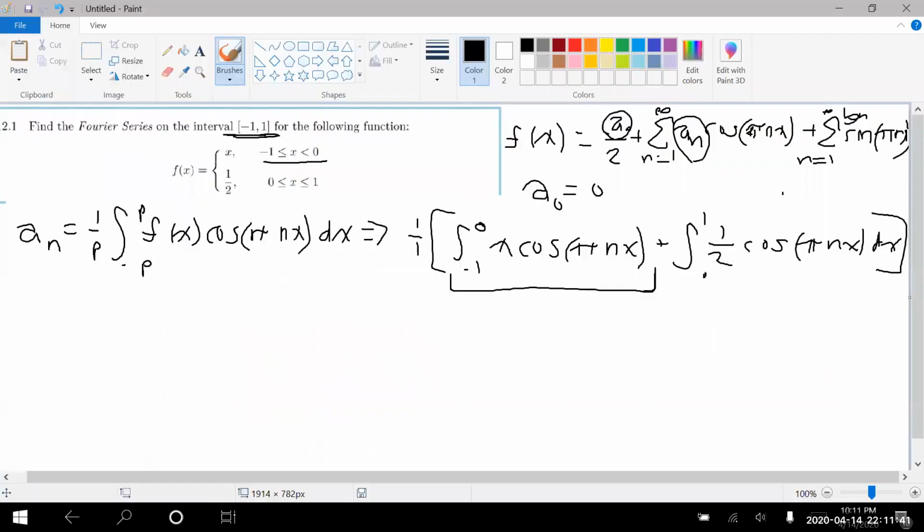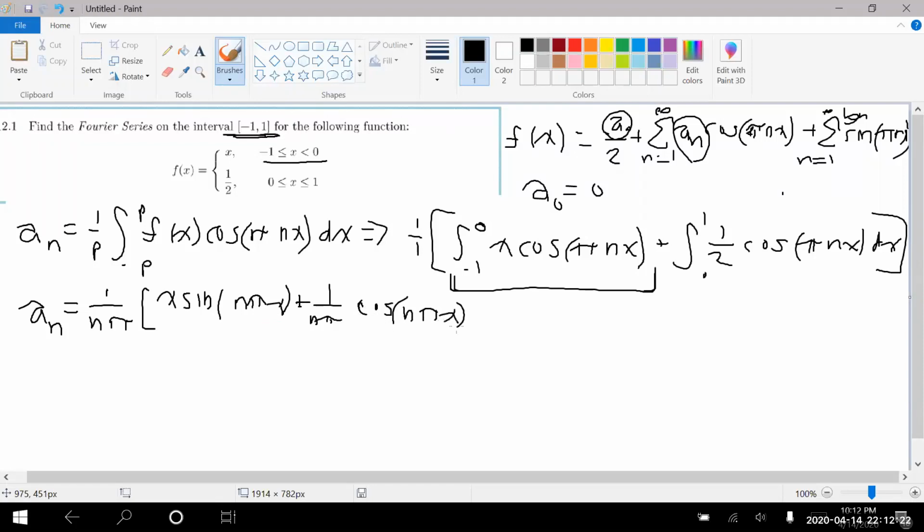Okay, so using that for this function, we get our a sub n equal to 1 over n pi, and then times x sine n pi x plus 1 over n pi cosine n pi x.